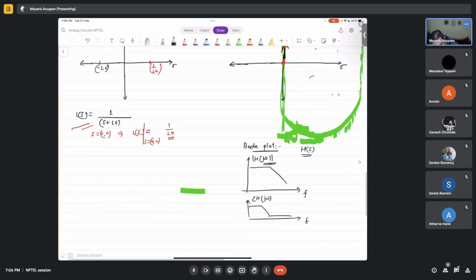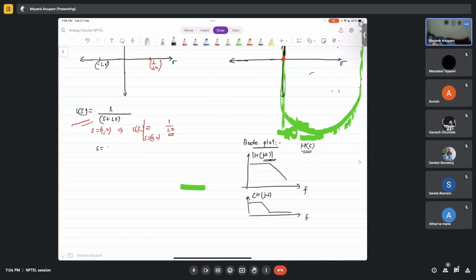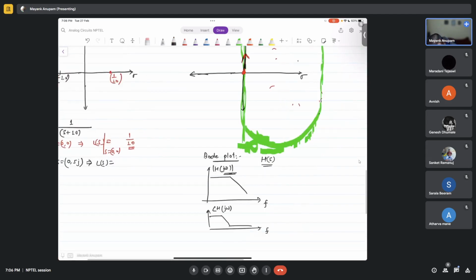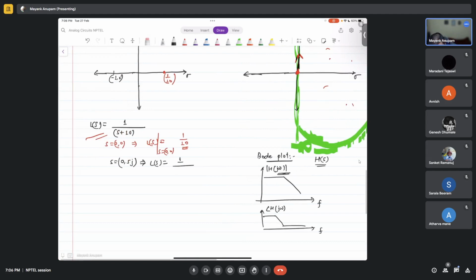So now if we increase j omega, let's say s is equal to 0 comma 5j. What is L of s going to be? Come on. 1 over 10 plus 5j, right? Oh, 5j is not a good number. Let's take another number, which is 10j. So it will be 1 over 10 plus 10j, right? Correct?